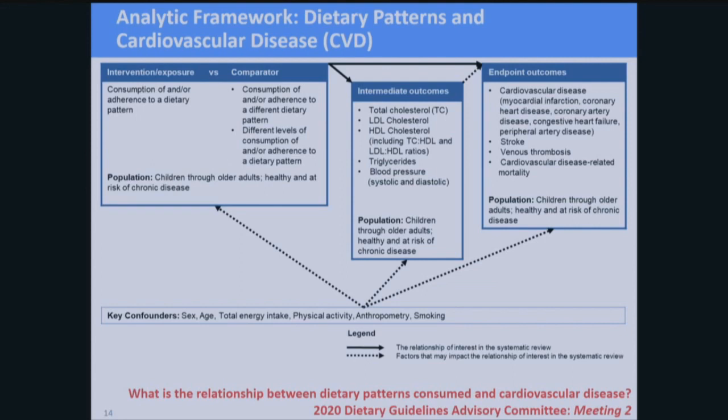The population of interest here includes children through older adults who are healthy and are at risk for chronic disease. The key confounders are sex, age, energy intake, physical activity, anthropometry, and smoking.